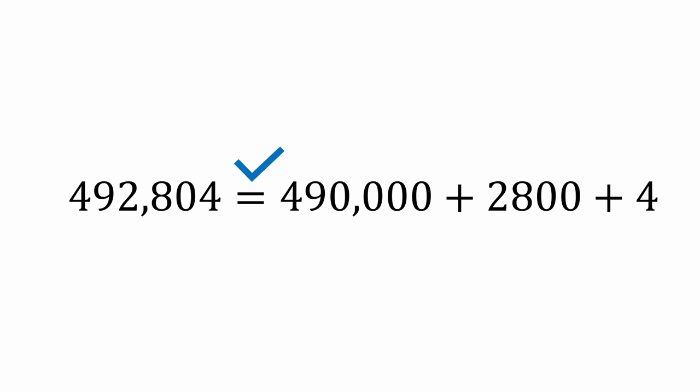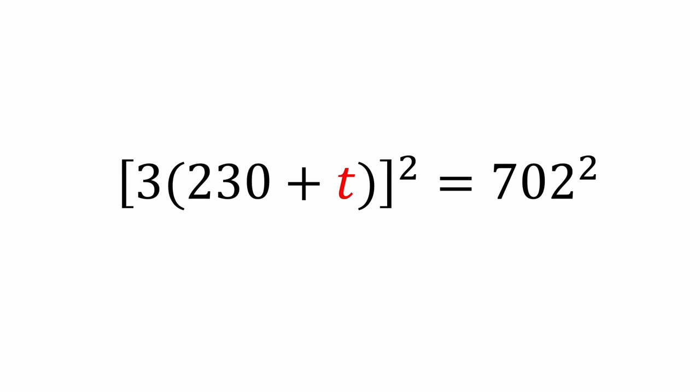And that means 492,804 is equal to 702 squared. We're back to our original problem. But now we can replace 492,804 with 702 squared.